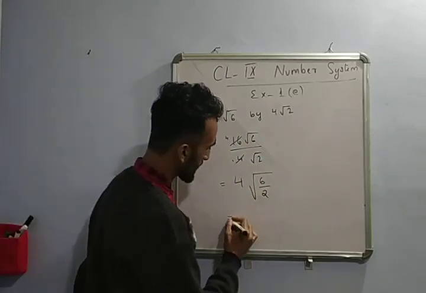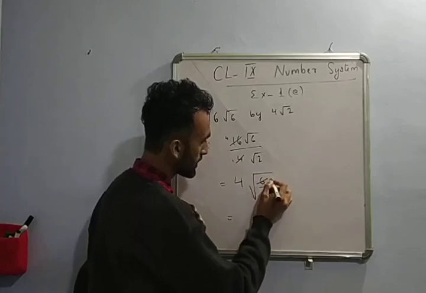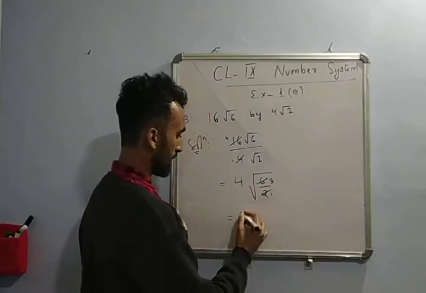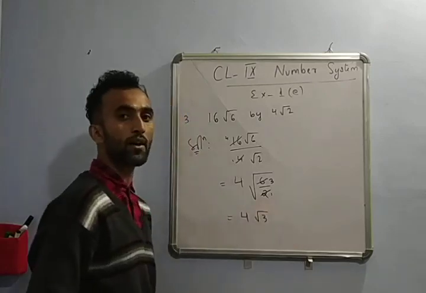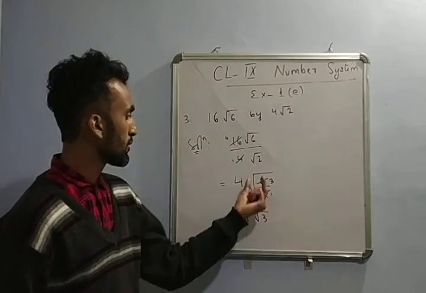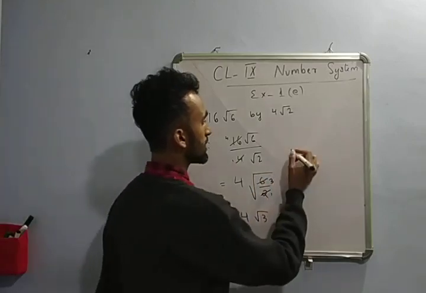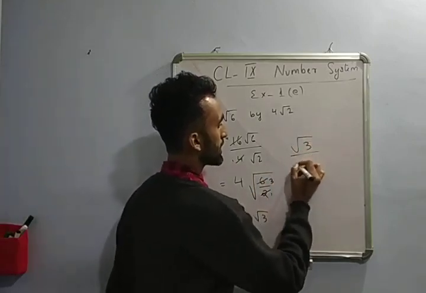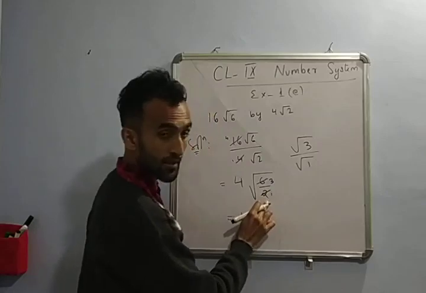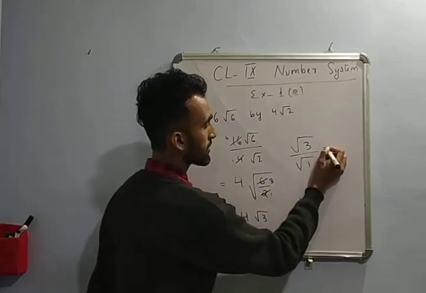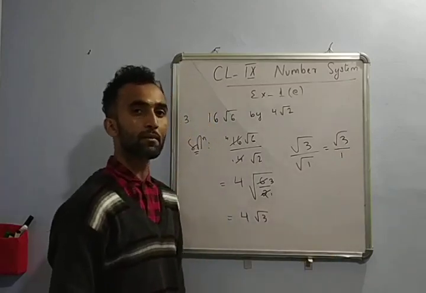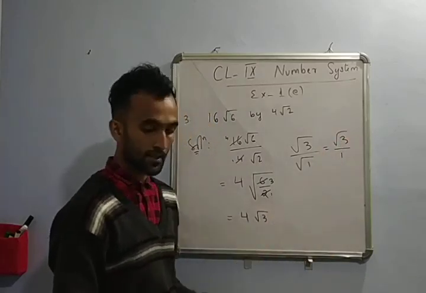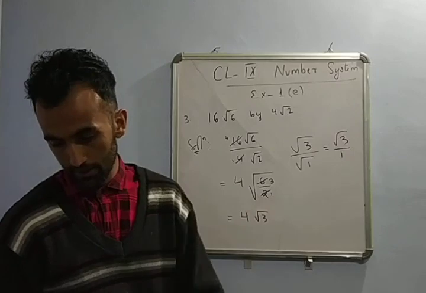Now what will I do now? I can cancel it. 2 1s are 2, 2 3s are 6. Now the answer is 4 root 3, because root 1 is 1 only. Because the square root goes to the numerator, it goes like this: square root of 3 divided by square root of 1, because the denominator is 1 now. Square root of 3 is square root of 3. Square root of 1 is 1. So anything divided by 1 is that number only. So this is the answer: 4 root 3.